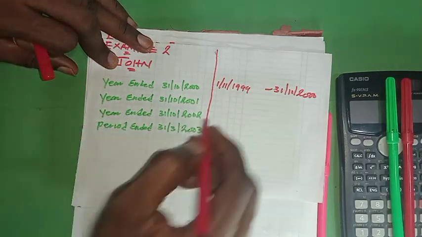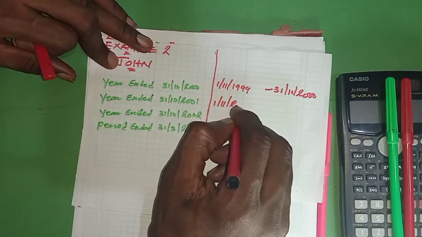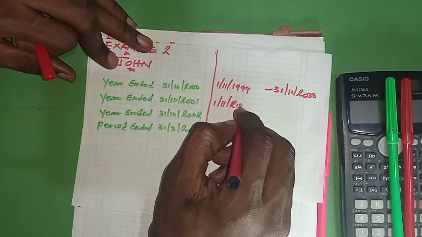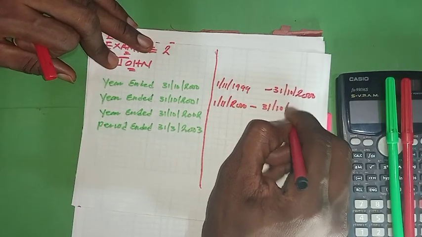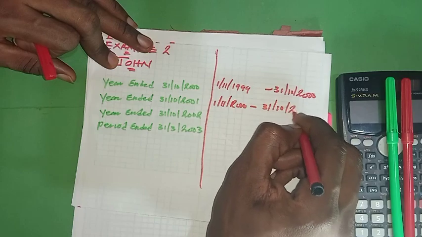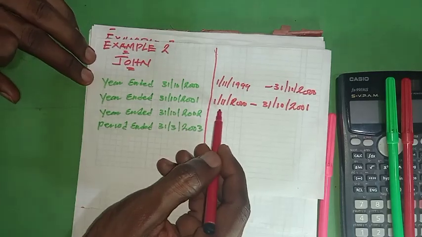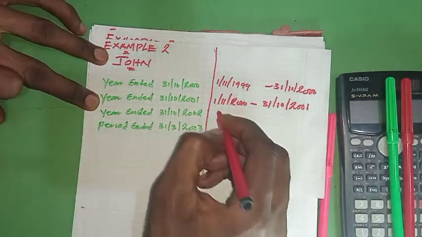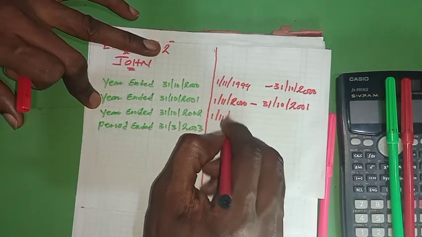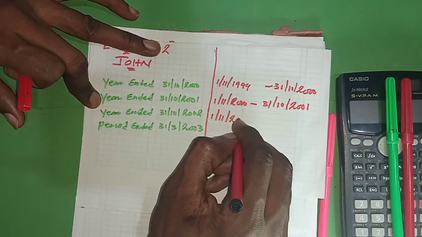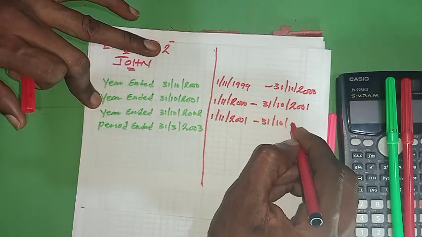The second year they maintain it: 1st November 2000 to 31st October 2001. They maintain their normal accounting period in the second year. Now, the third year, they still maintain it: 1st November 2001 to 31st October 2002.